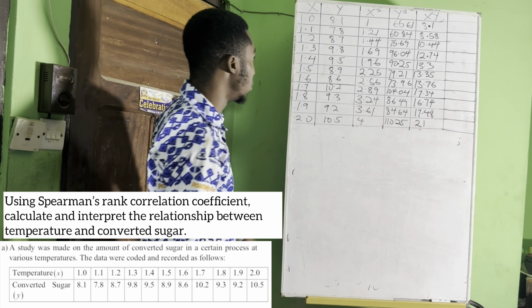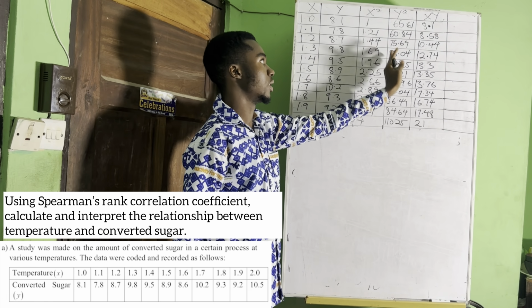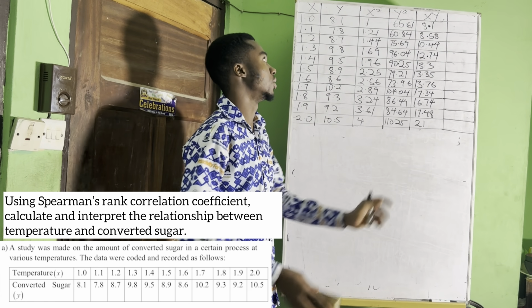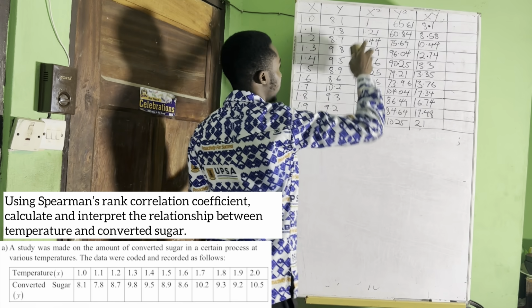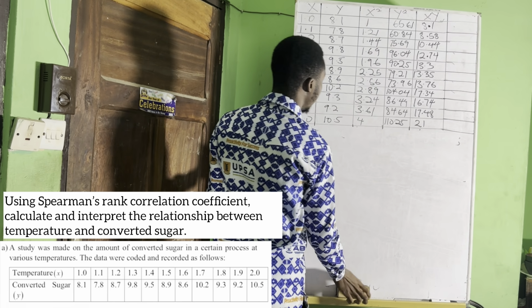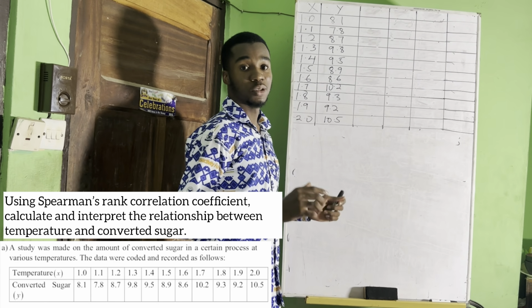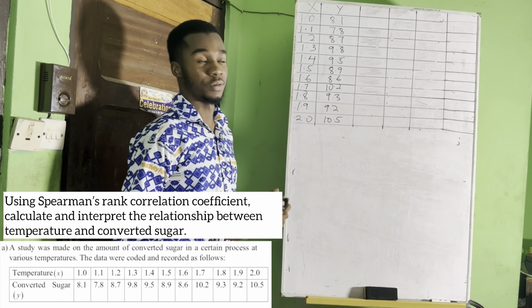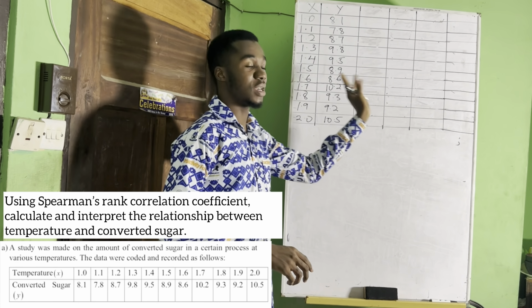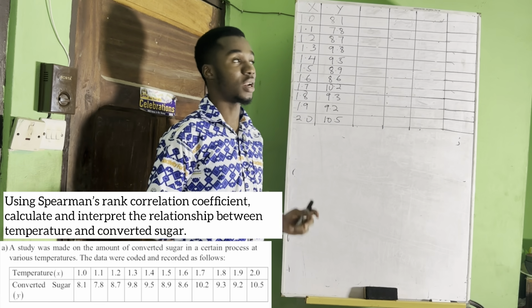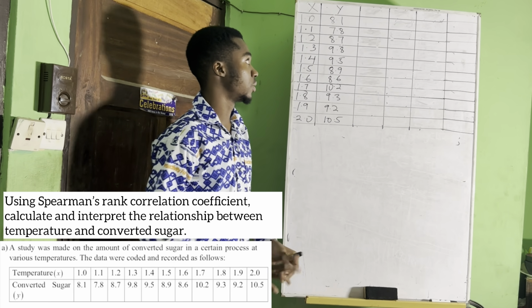And for that one too, we will not need x squared, we will not need y squared, we also not need xy, you get it. So we are going to clean this one. So let me just clean them. All right, so as I said, when it comes to Spearman's rank correlation coefficient, you don't need the x squared, y squared, and xy. You get it? So we are now about to solve for Spearman's rank correlation coefficient.